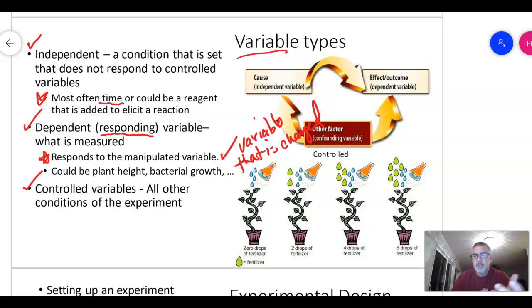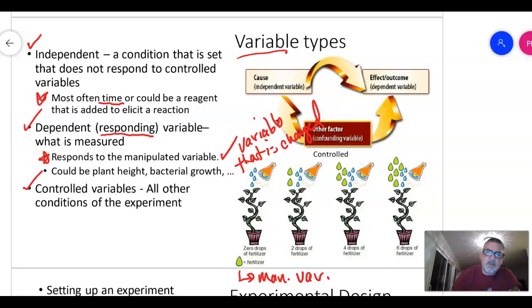So a variable is any condition, right? It's any condition in the experiment. So if we look at this experiment here, we're looking at plant growth, right? So fertilizer here is my manipulated variable. All right, so that's my manipulated variable because you can see I give different amounts of fertilizer in each one.